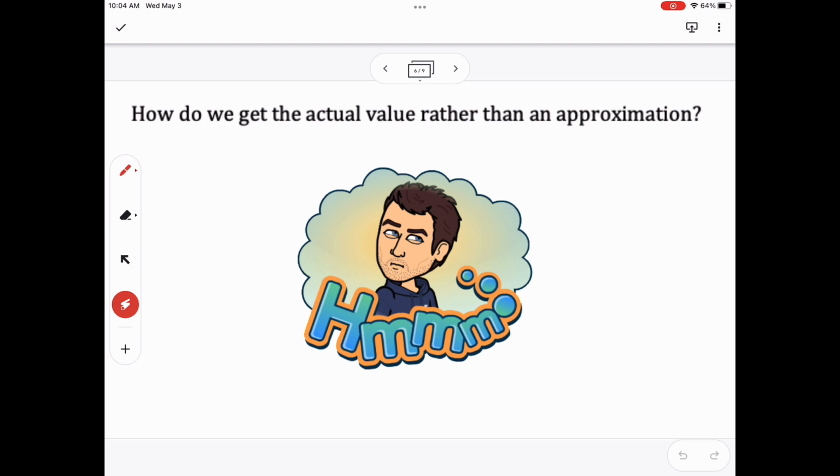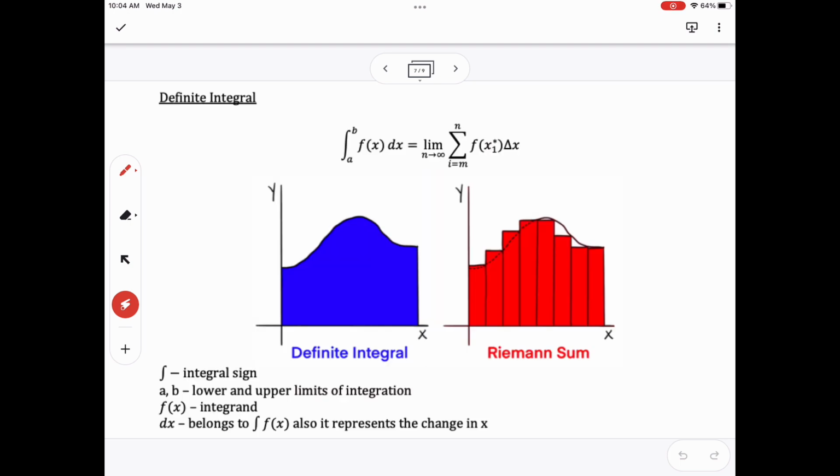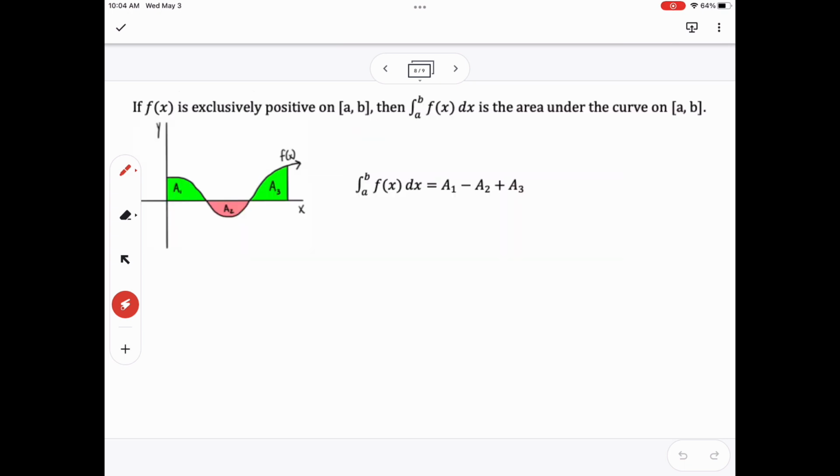So how do we actually get the right value rather than an approximation? Well, that's where the definite integral comes in. The integral from a to b of the function f of x dx is the same as doing the limit as n goes to infinity of that summation notation that we just set up in the last example. So notice that Riemann sums leave a gap, definite integrals do not.